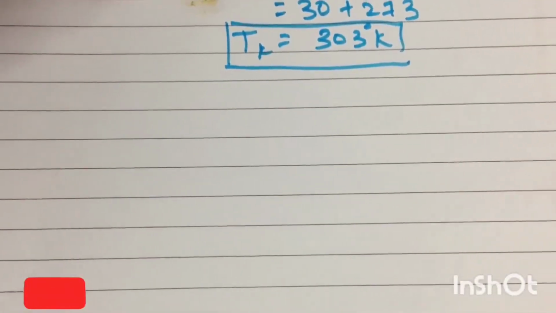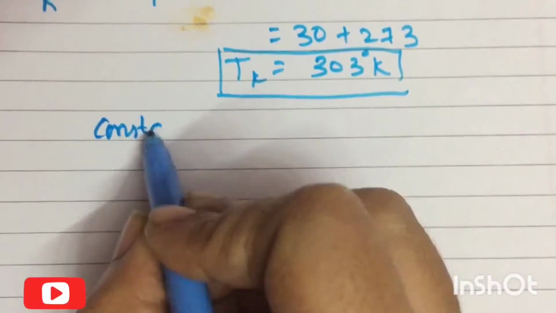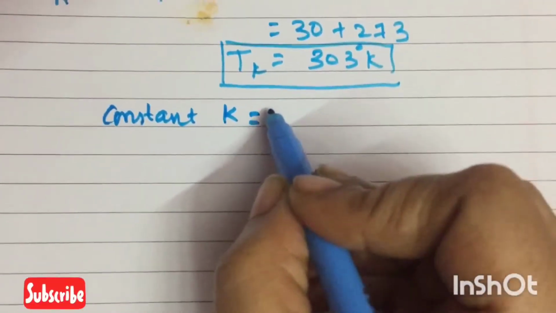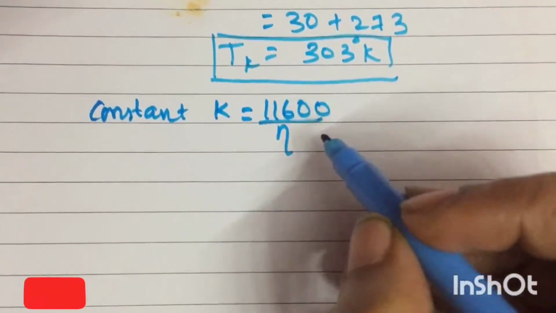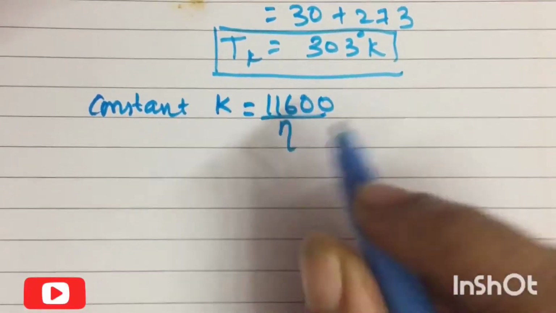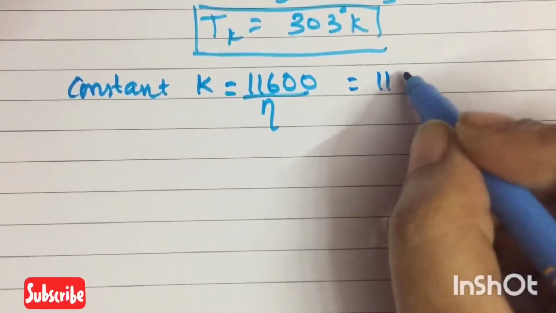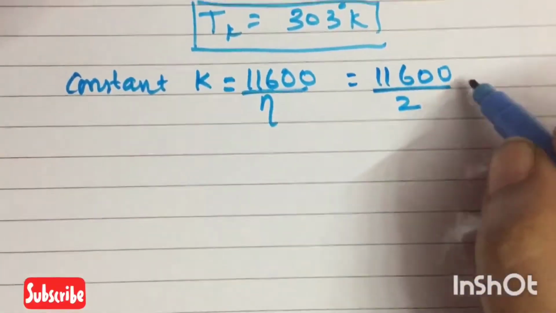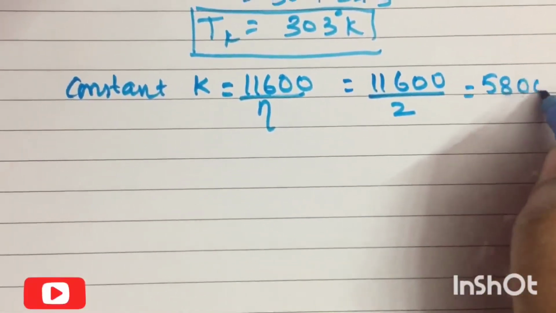After temperature, we have this constant K. There's a formula for this, no? K is equal to 11,600 by efficiency. This is the formula. For every K you have to write this. If it's giving n value, just substitute here. 11,600 divided by 2. This efficiency value he already gave. So this will be 5,800.